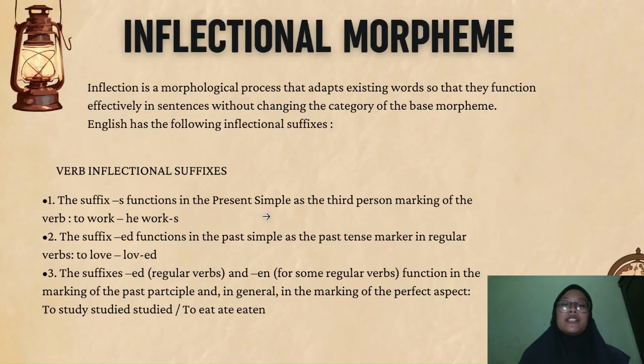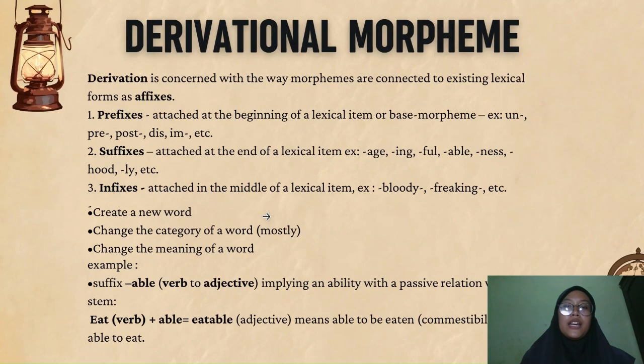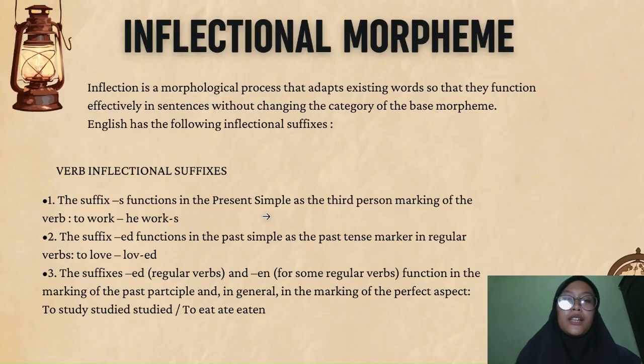Next is inflectional morpheme. It is a morphological process that adapts existing words so that they function effectively in a sentence without changing the category of the base morpheme. If the derivational changes the category, inflectional morpheme doesn't change the category of the base morpheme.